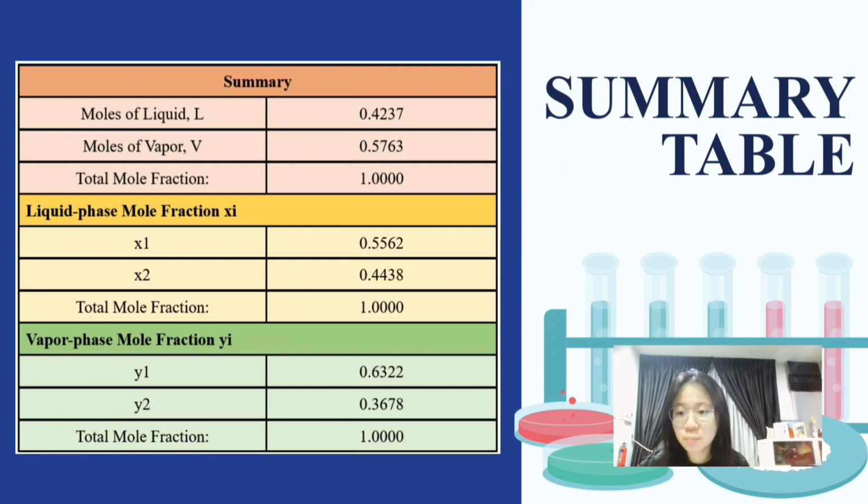While for the liquid phase mole fraction, the acetone is 0.5562 and the methanol is 0.4438, while the total mole fraction equals 1 as well. And the vapor phase mole fractions for acetone is 0.6322 and the methanol is 0.3678, and the total mole fraction is 1.